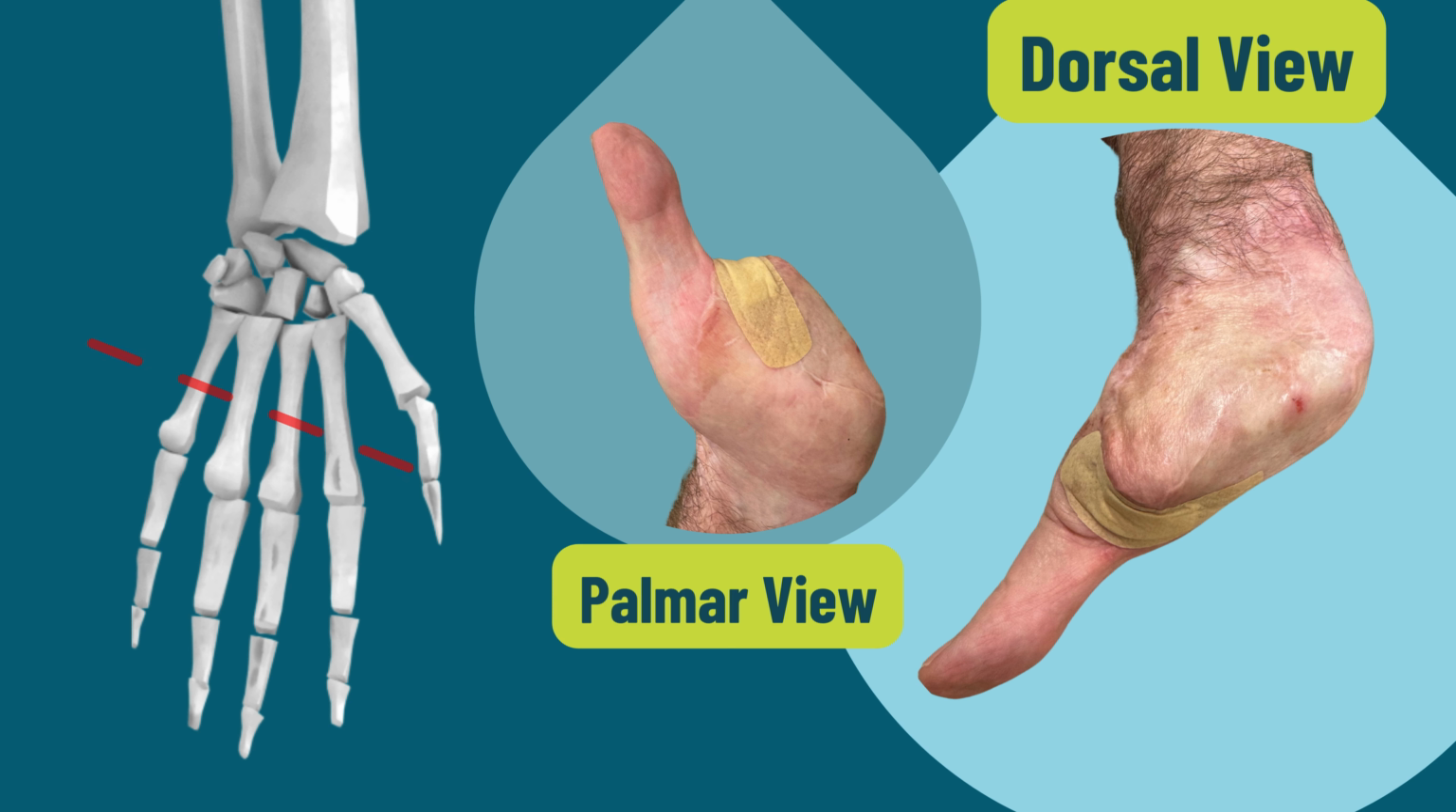Like it was mentioned in the previous slide, a partial hand amputation can occur either as a transcarpal amputation or a transmetacarpal amputation. In this instance, supination and pronation of the forearm and flexion and extension of the wrist are preserved. However, functional use of the hands is greatly impacted.